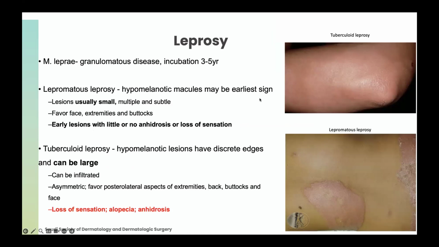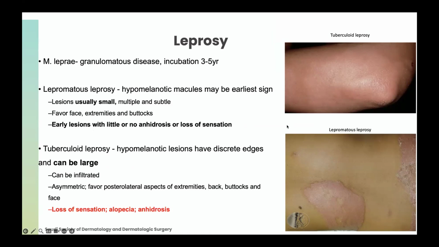So this is the other condition, which is leprosy. In dermatology, we like to use many different names for the same condition. Leprosy is also called Hansen's disease. It's caused by Mycobacterium leprae. It's a granulomatous disease with an incubation period of 3 to 5 years. It can present in two different forms, but there are really a lot of details in leprosy. But let's talk briefly about these two different forms.